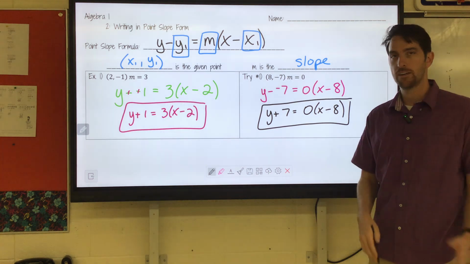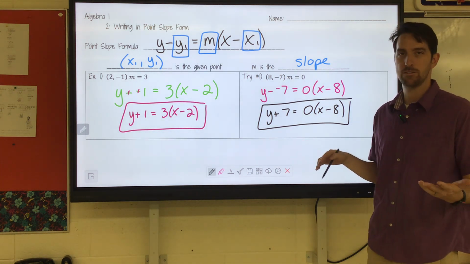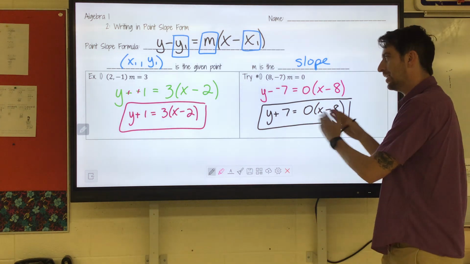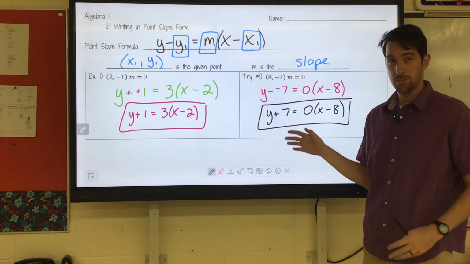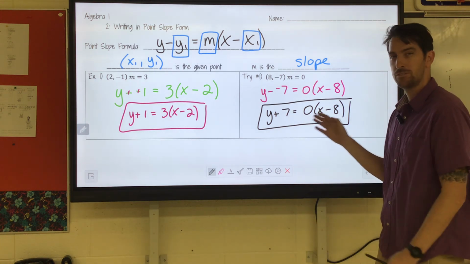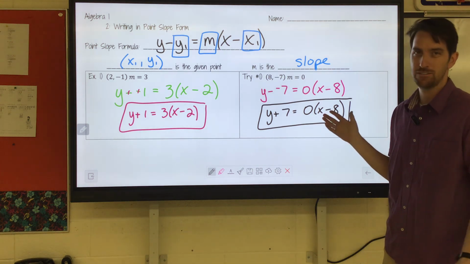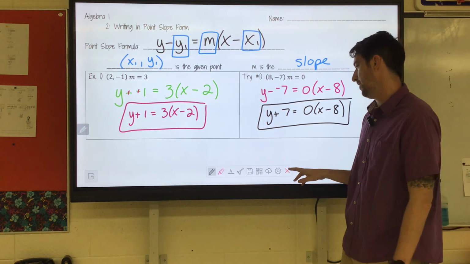Now you might be thinking, well, 0 times that is 0. That's true. And then you would just have y plus 7 equals 0. But leaving it in point slope form like this would then, if we were given this equation, we could figure out how to graph that point from the equation. Whereas if stuff's just cleared out, you couldn't graph it in the form that it's in. So just leave the 0 for now.